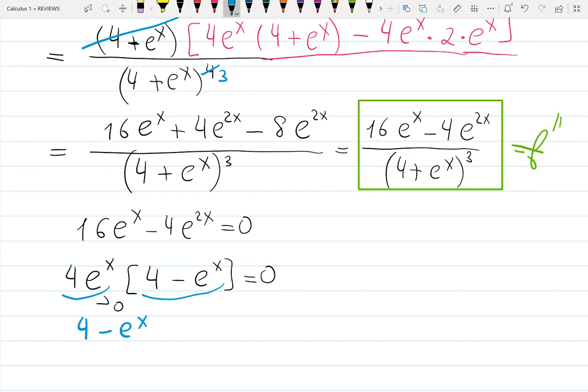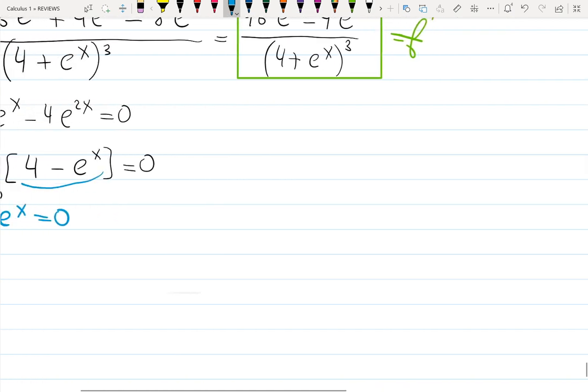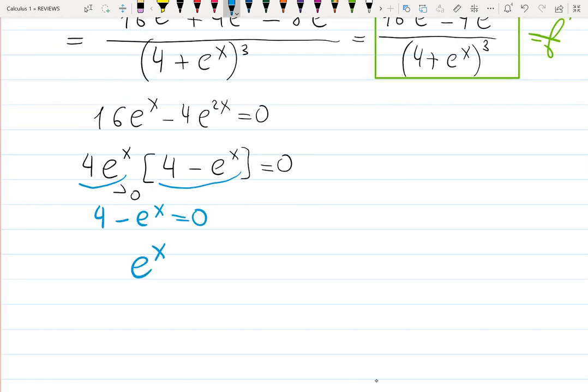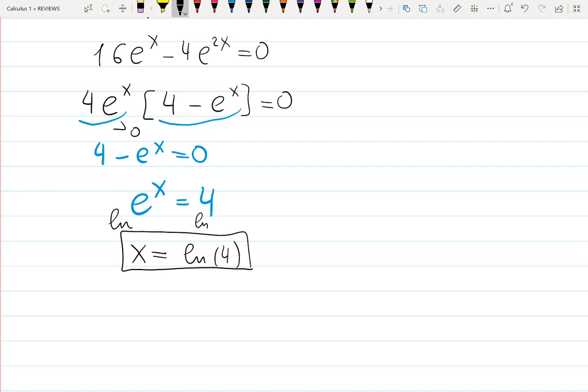4 minus e to the x is 0. When do you think this happens? This happens when e to the x is 4. This is again an exponential equation. To solve an exponential equation, just isolate e to the x, so it equals 4, and then apply log to both sides. Or actually, in this case, you can even use the definition. If you apply natural log to both sides, ln of e to the x gives me x, and the right-hand side is ln of 4. And finally, this is the point we're looking for.